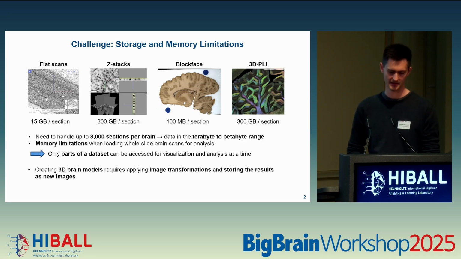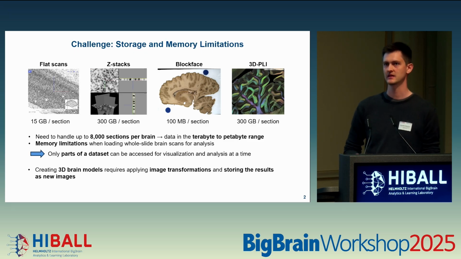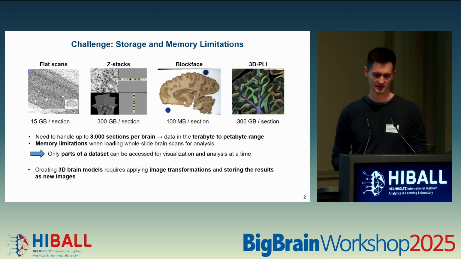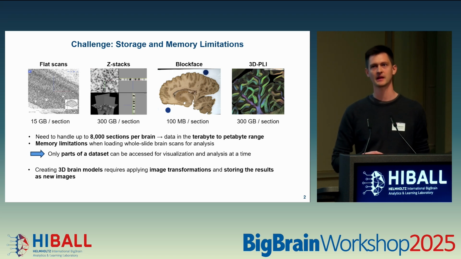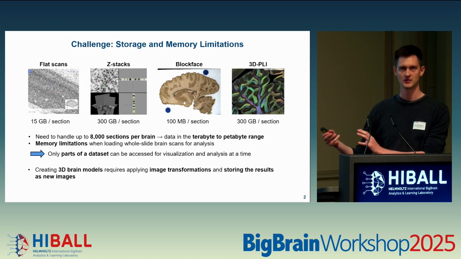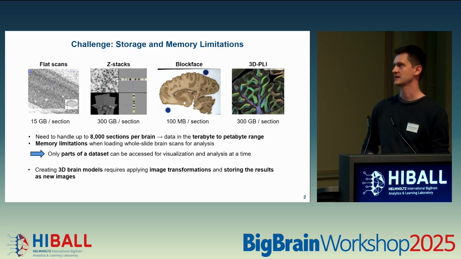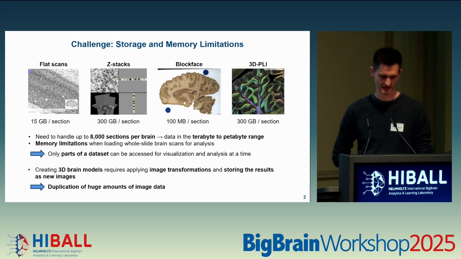Another aspect is that if we want to create 3D brain models, we usually have to apply transformations to the data, like deformation fields and affine transformations, which always mean that we need to store the transformed result somewhere. So each time we create a 3D model, we are creating a copy of our 2D images in this new image space, which duplicates the data. And if we think of the terabyte to petabyte range, that's really duplication of huge amounts of data.